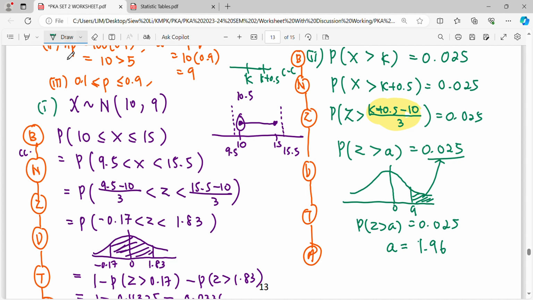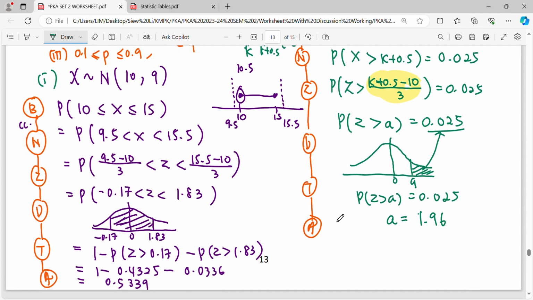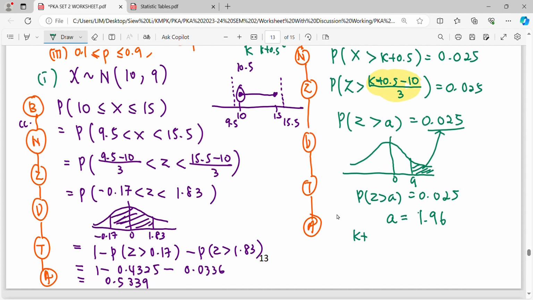So what we represent with A just now: A is K plus 0.5 minus 10 over 3. We simplify, times back your 3, plus back 10, and then minus 0.5, moving it all to the right hand side. K is again 15.38.